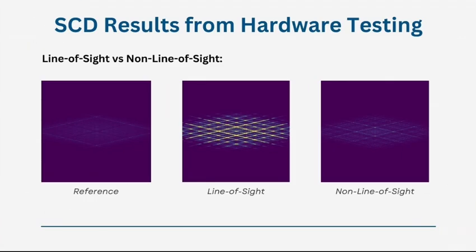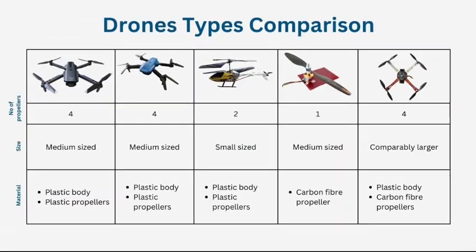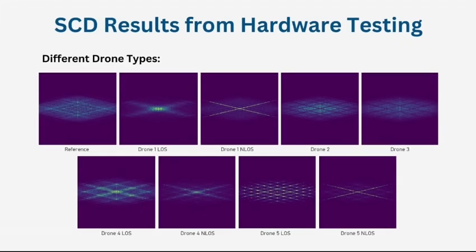This is a comparison between the SCD patterns observed for line of sight and non-line of sight with the no-motion scenario as a reference. The SCD pattern in non-line of sight is weaker than in line of sight. However, the emerged pattern can be fed into the machine learning model to identify the presence of the drone and the drone type in non-line of sight. A total of 5 different types of drones are utilized when gathering data, with 2 having carbon propellers to increase the reflection intensity of the signal. Here you can see the patterns generated by each of the drones.